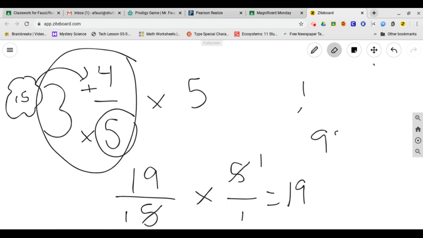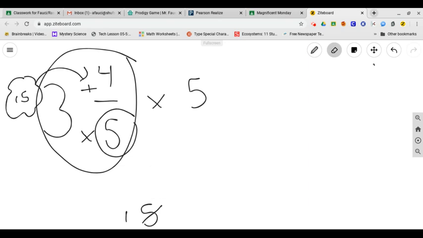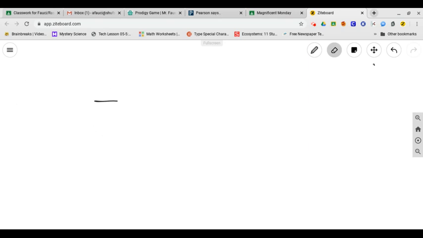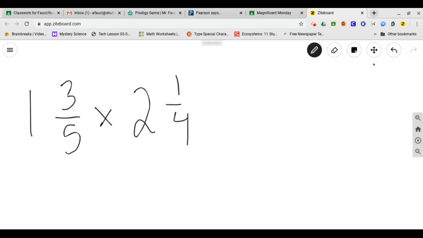Okay, so let's try another one. Now, it's not always going to be a mixed number times a whole number. It could be a mixed number times a fraction as well. So that's really the new step, turning that mixed number into an improper fraction. Let's try another one. Let's try 1 3/5 times 2 1/4. Okay, so now I have two mixed numbers.